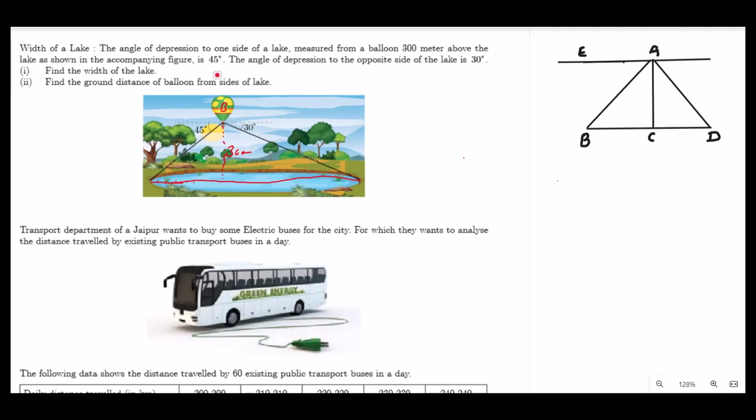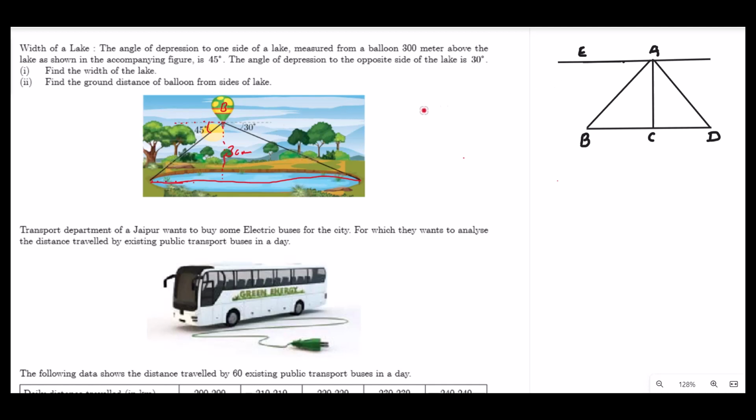The angle of depression to one side of a lake measured from a balloon 300 meters above the lake, as shown in the figure. That is, we are given a depression from this balloon to one side of this lake, and that is given as 45 degrees, right? This is the depression given. So we will get an elevation here, 45 degrees.